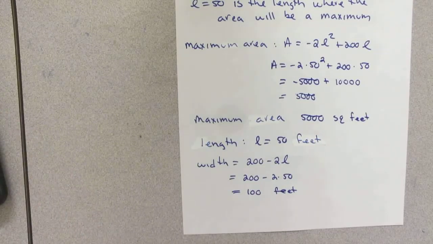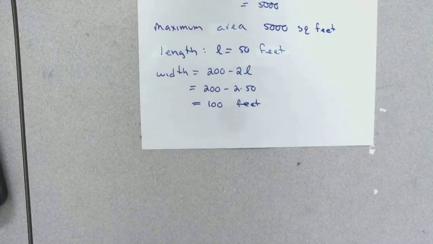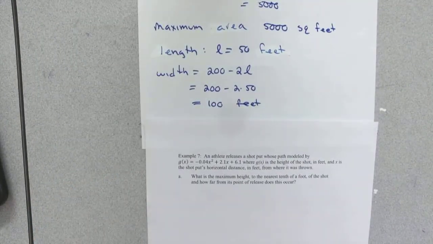And the last problem, I'm not sure we'll get it done on this video, but we'll see. Next one's not going to be quite as hard because they give us the function. We just got to interpret all the pieces. So, last problem, and there's an A, B, C to this last problem. An athlete releases a shot put whose path is modeled by negative 0.04x squared plus 2.1x plus 6.1, where g of x is the height of the shot in feet, and x is the shot put's horizontal distance in feet from where it was thrown.